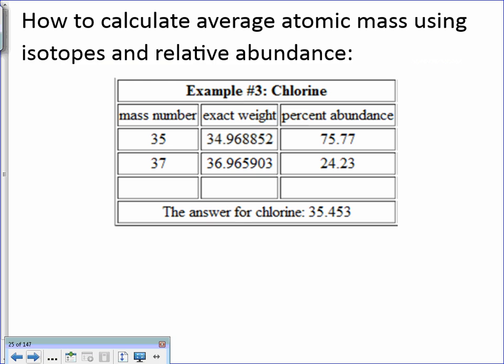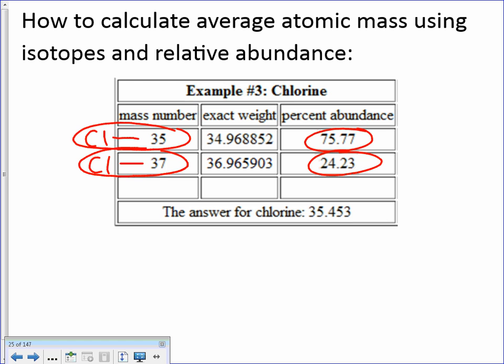Okay, write down for me chlorine 35 and chlorine 37. And then write down their percent abundance. So chlorine 35 and chlorine 37, the relative abundances are over here and circled as well.